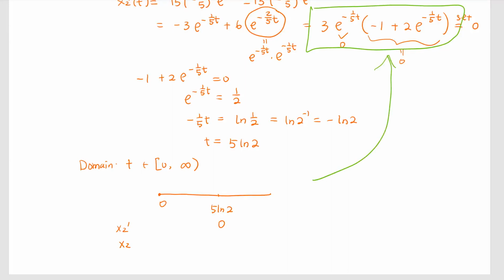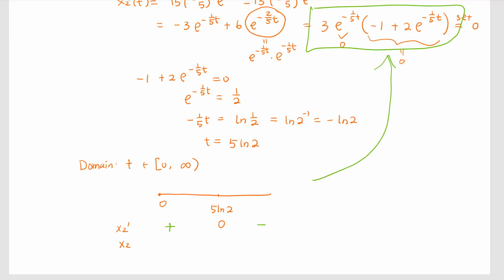Okay, we want to plug in here. So you plug in 0. e to the 0 is 1. So minus 1 plus 2 is 1. Oh, so we have positive. And here, think about it, if t is going to infinity, well, e to the negative 1/5 t is going to be very, very small, getting close to 0. So then the minus 1 will dominate. So the answer is going to be negative.